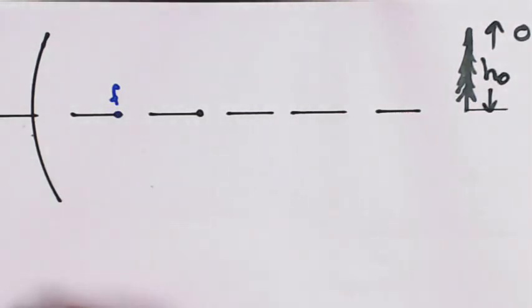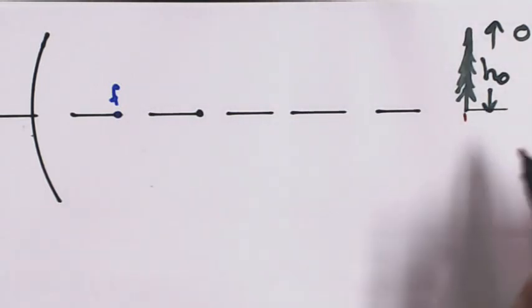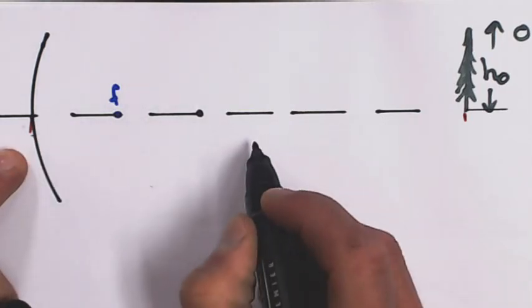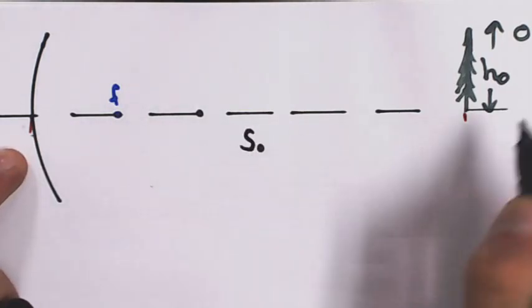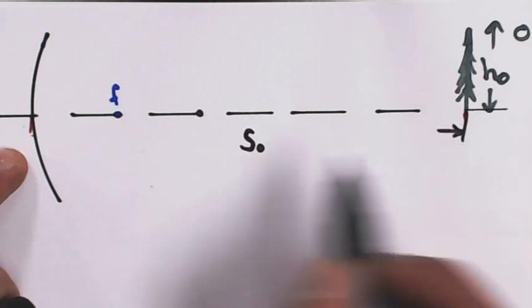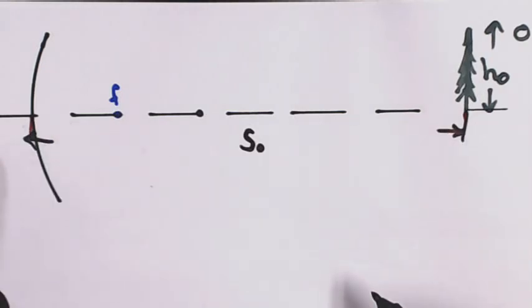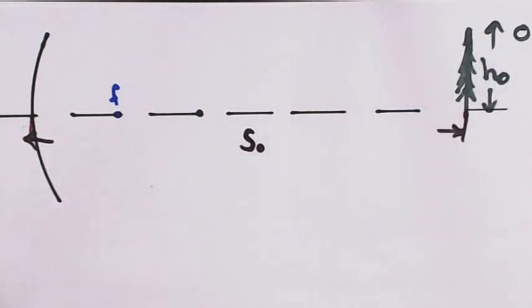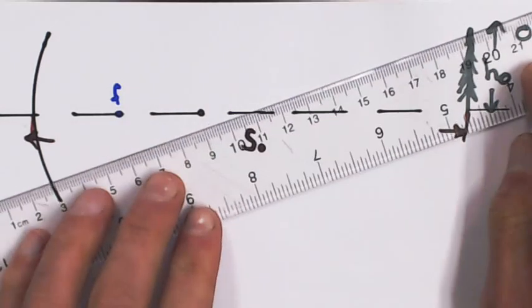And the distance between the base of the object, and I'm going to use a different color, the base of the object and the mirror, this is the distance to the object. That's this distance here. Now, I have the height of the object and the distance to the object. And now let's ray trace this out.